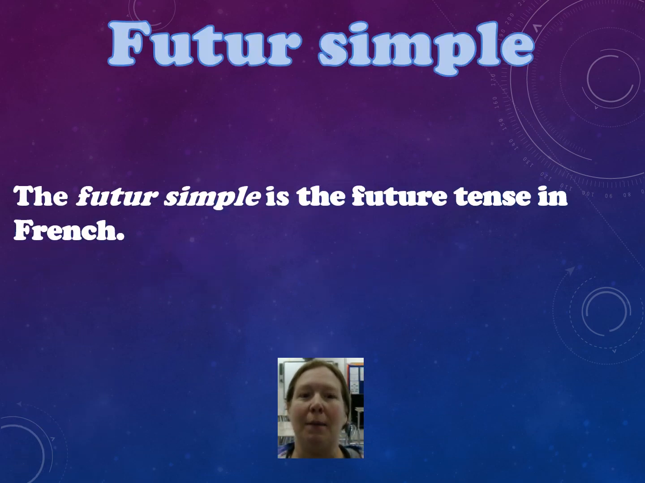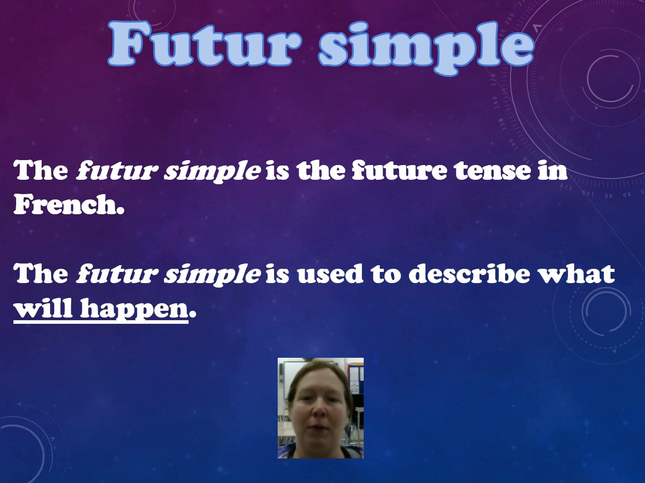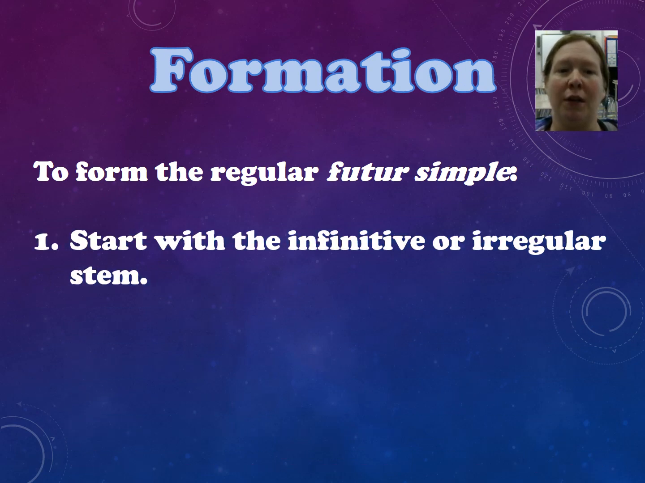The futur simple is the future tense in French, and remember that it is used to describe what will happen. So this word "will," again, is very important. We are talking about what will happen, not what is going to happen. To form the regular futur simple, you are going to start with the infinitive or the irregular stem.